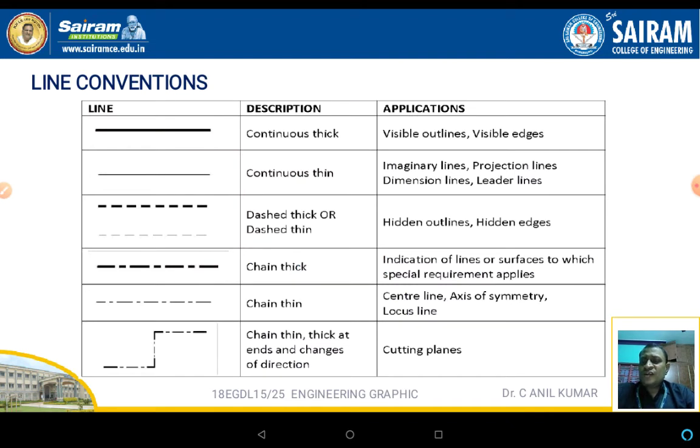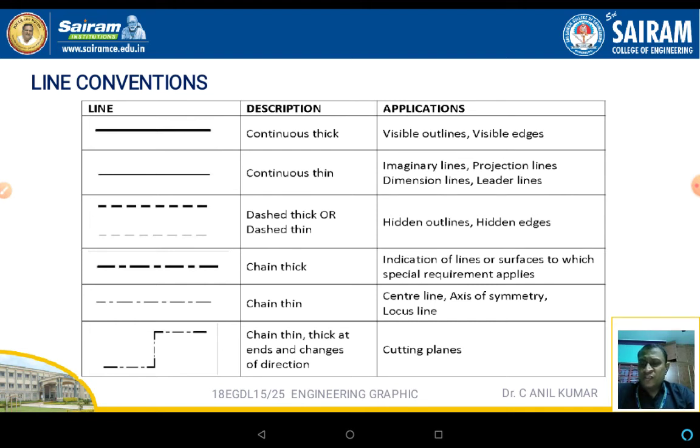Now the line conventions. The line conventions are also most important to identify. The first one is a dark line, also called a continuous thick line, which is a visible outer line or a visible edge. The second one is a continuous thin line, which may be an imaginary line, a projection line, a dimension line or a leader line. The third one is dotted lines, a dashed thick line or a dashed thin line, which represents the hidden outlines or the hidden edges.